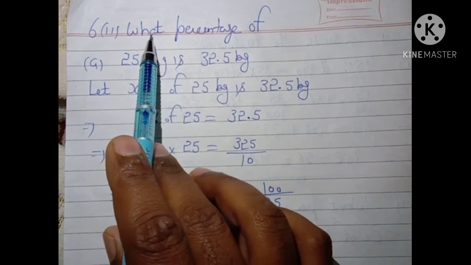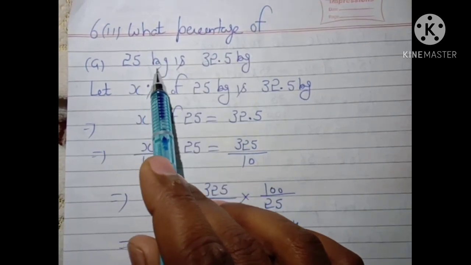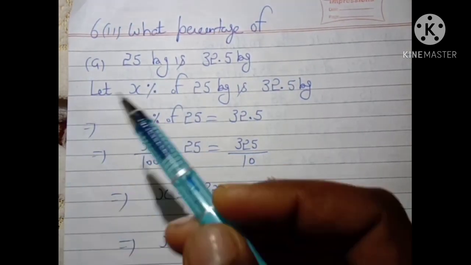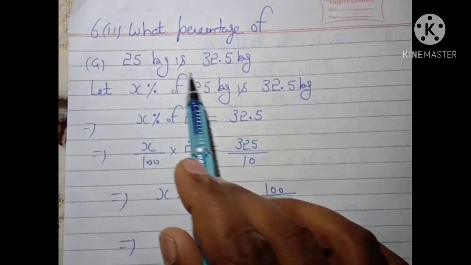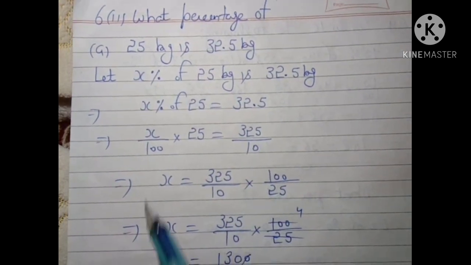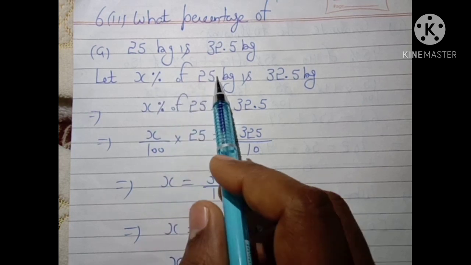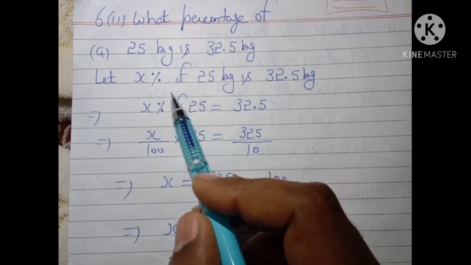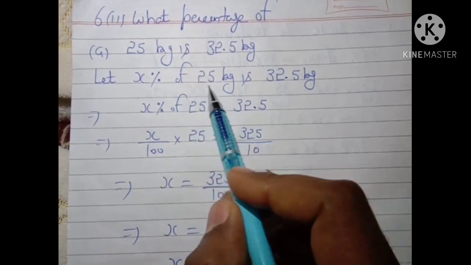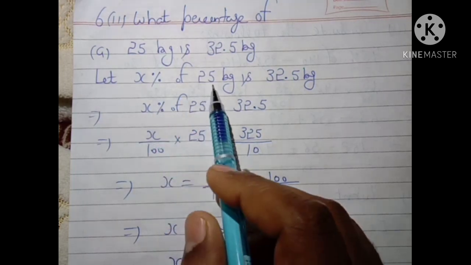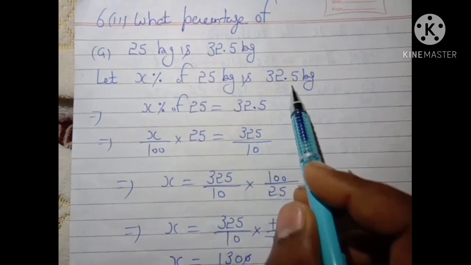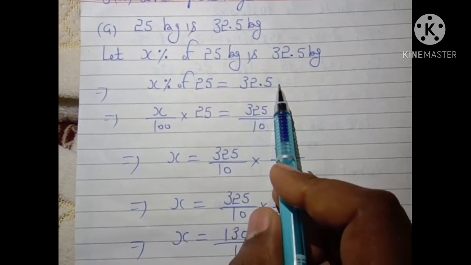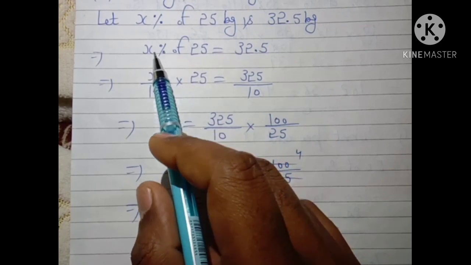Now you can see here we have to find out what percentage of 25 kg is 32.5 kg. So we assume let x percent of 25 kg is 32.5 kg. So it will become x percent of 25 equal to this one. Because here we have to find what percent of 25 is 32.5, we suppose let x percent of 25 is 32.5. So it will become x percent of 25 equal to 32.5. And now you can see how we can solve.